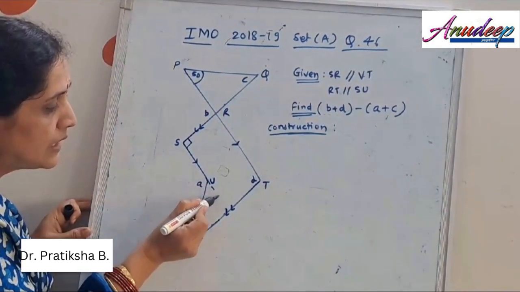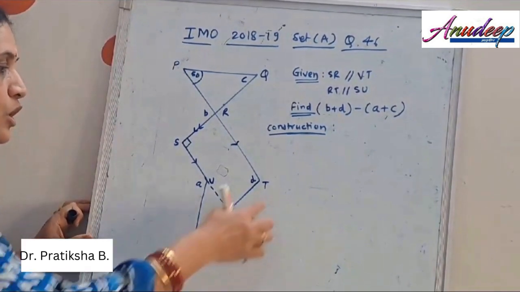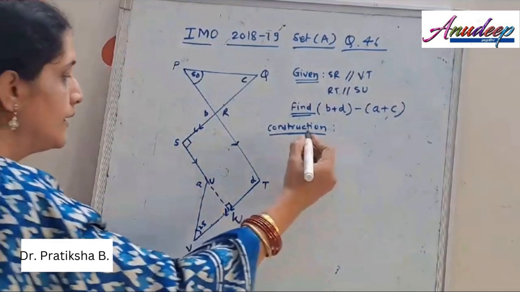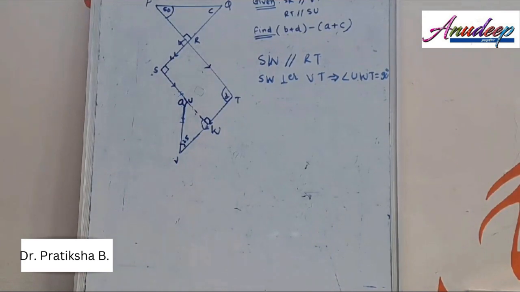Construct a line QW which is perpendicular to the line TV. RT and SW are now parallel lines. This angle is 90 degrees. The angle UVW will also be 90.